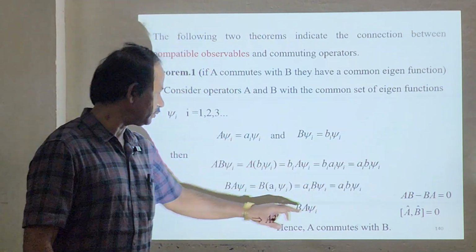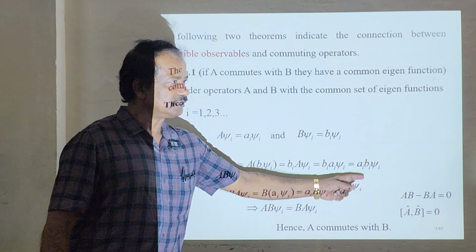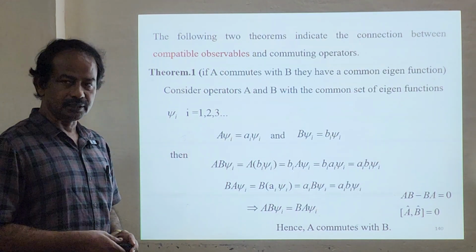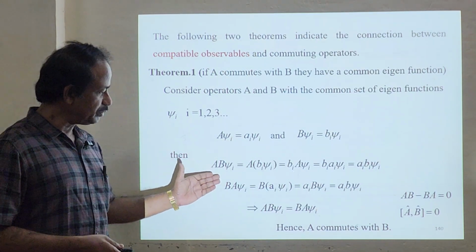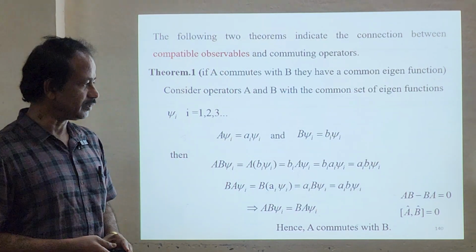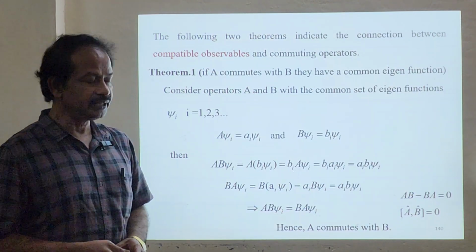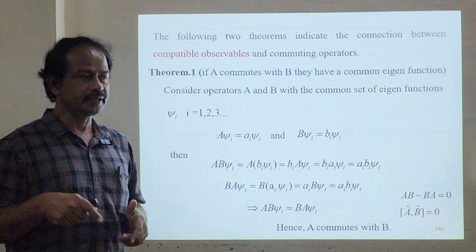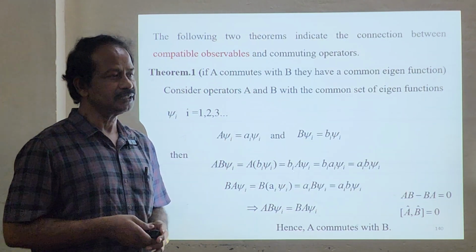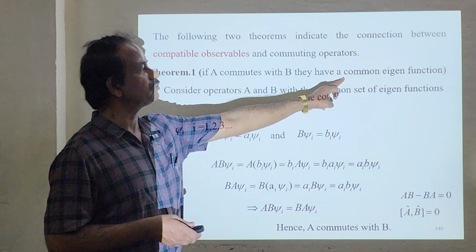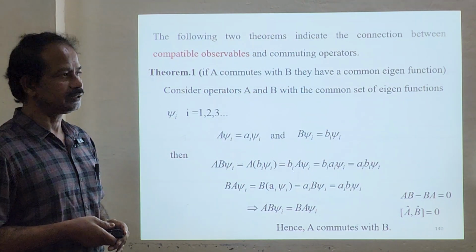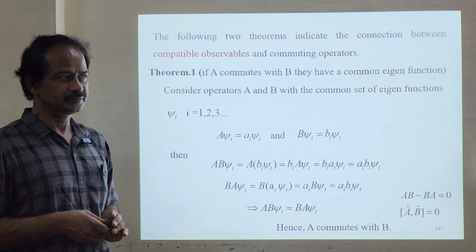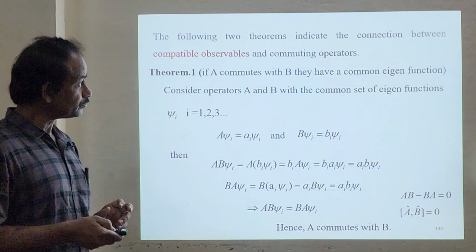You just look at these two equations, the right hand sides are the same. So if the right hand sides are the same, then the left hand sides must be equal. So AB psi A equals BA psi A, which implies that AB minus BA equals 0. So the commutator [A, B] equals 0. So it implies that A commutes with B. So this is what was asked. So compatible observables will commute. So theorem 1 is proved.